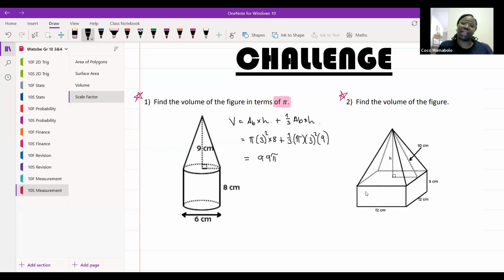Remember, do not click SD. Don't click SD. Give your answer in terms of pi. So make sure that your answer has pi in it. All right, and that's the answer I'm looking for.